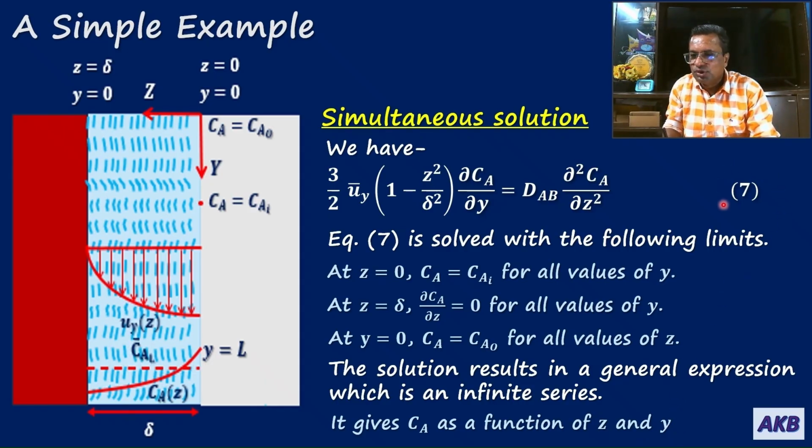So the point is, if you solve equation number 7, which was obtained by combining the continuity equation for A and the equation of motion, with these boundary conditions, you are going to get a general expression, which is nothing but an infinite series. And this expression will tell you how Ca changes with z and y. So I hope this is clear to you. I hope you have understood what I mean by simultaneous solution of the continuity equation and the equation of motion. So let us move.